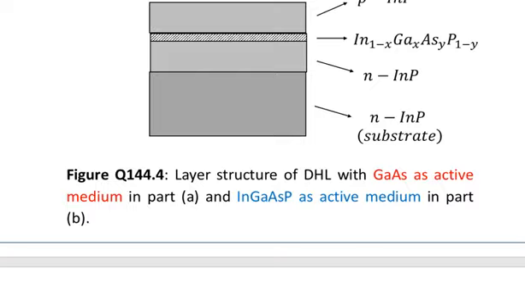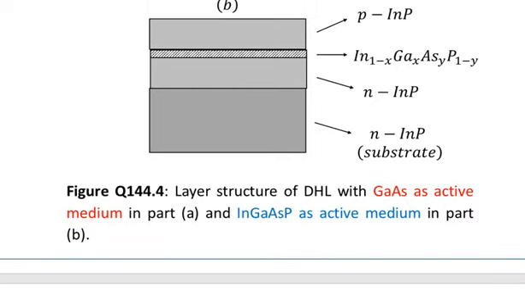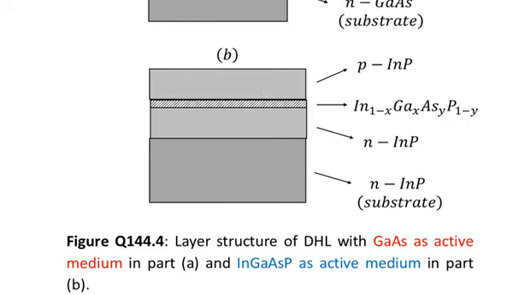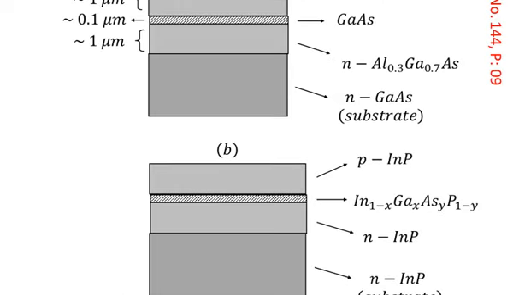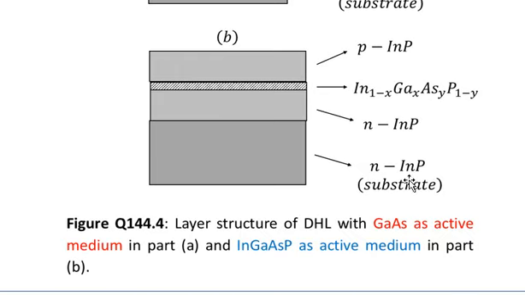Whereas in the other junction, where we are using indium gallium arsenide phosphide as the active medium, you can see that we have the P type of material made up of indium phosphide, and of course the N type of material is also from indium phosphide. Then the middle layer, that is the junction layer, is made from indium 1 minus x, gallium x, arsenide y, and phosphide 1 minus y, because the details about x and y will be given in the description. And the substrate is again N-type indium phosphide.